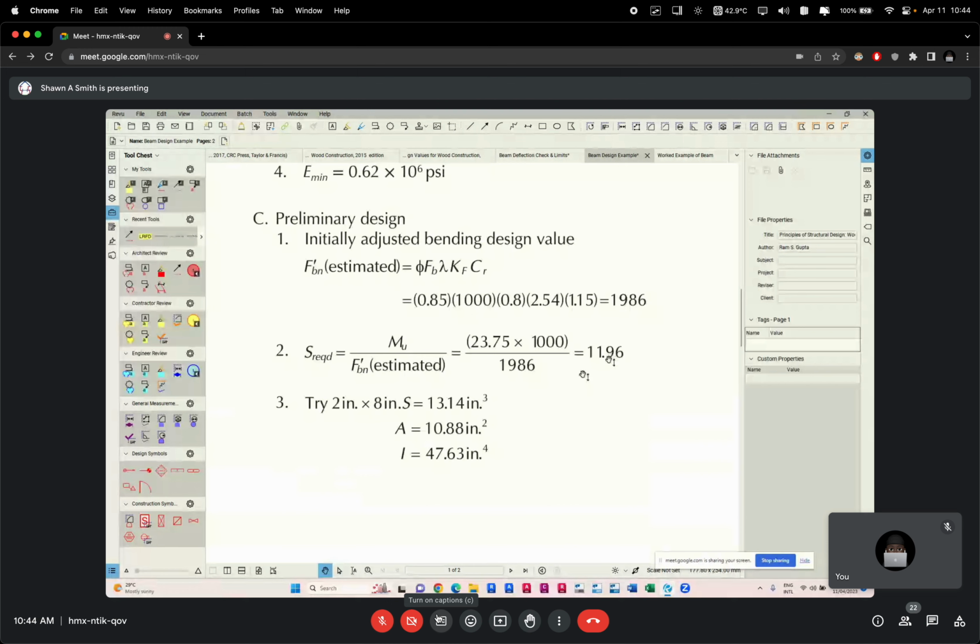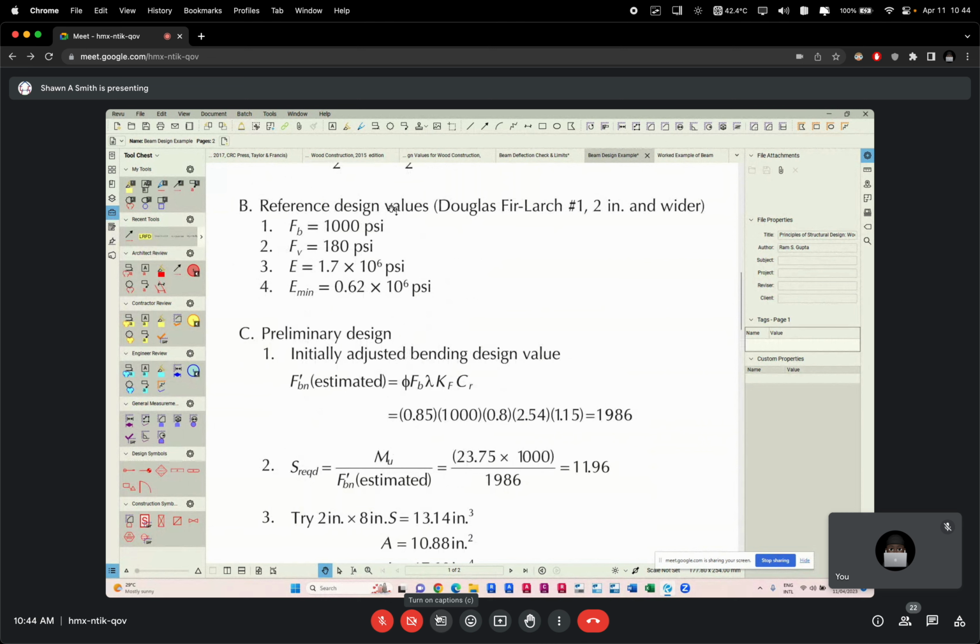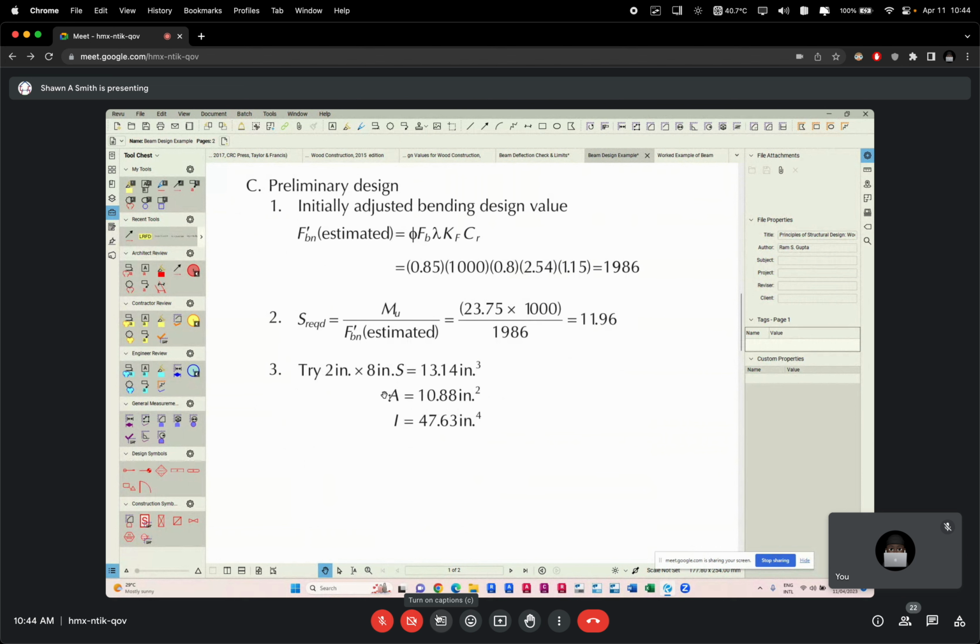and it's 11.96. So what they do now is to go in the table and try different sizes, right? Or try a size that is just above this. So they said try a 2x8 of the same Douglas fir large. Bear that in mind. You can't at this point change the timber species because this value, this 1,000, all of this was chosen from a Douglas fir large. So you can't all of a sudden change the element now and say, okay, fine, I'm going for a cedar one or a pine now. No. This is bearing in mind the same Douglas fir large.